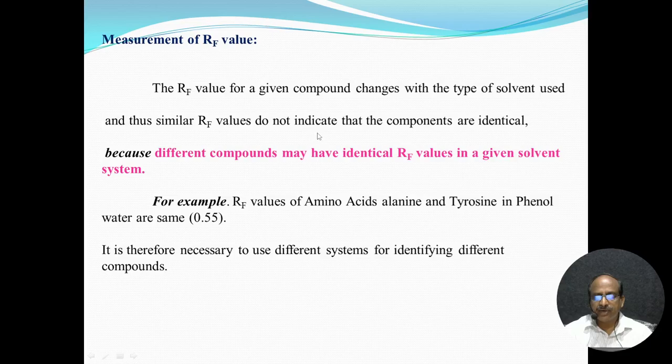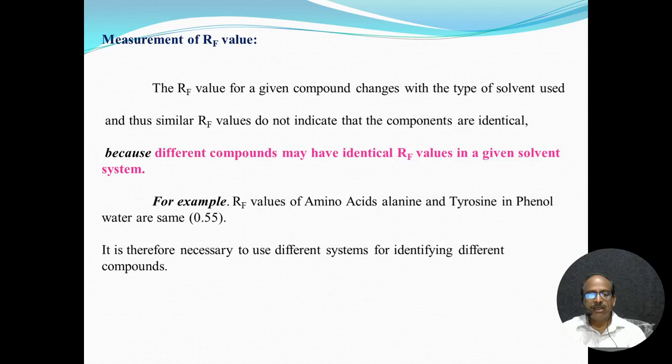Similar RF values do not indicate that the components are identical. For example, the amino acids alanine, glycine, and tyrosine in a phenol-water system have the same RF value of 0.55. It is necessary to use different systems for identifying different components. This is most important. I have briefly told you in this class about the chromatographic technique.